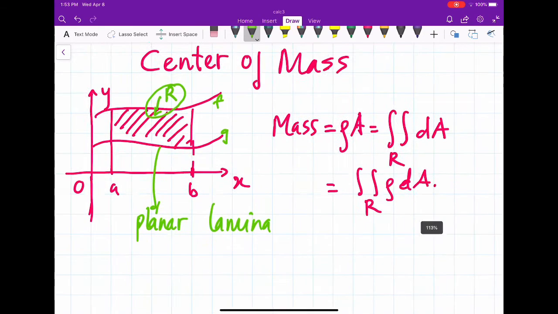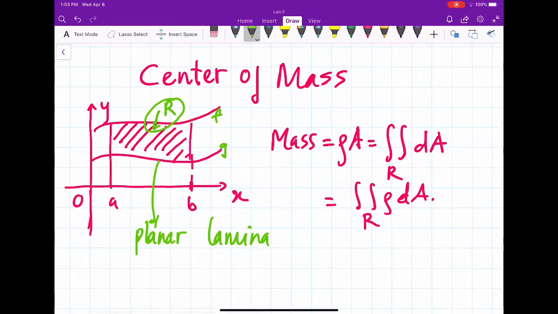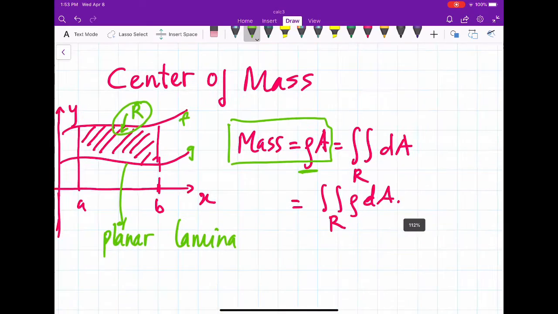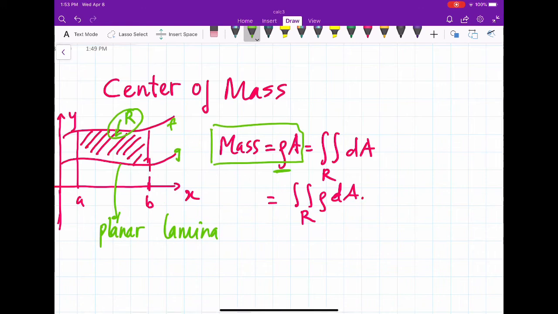We studied the mass of a planar lamina with some density function rho right here. And the mass is nothing but the product of the area and the density, right? If we use the double integral to find the area, that is nothing but A is equal to the double integral on the region R, right? Here we should have rho.